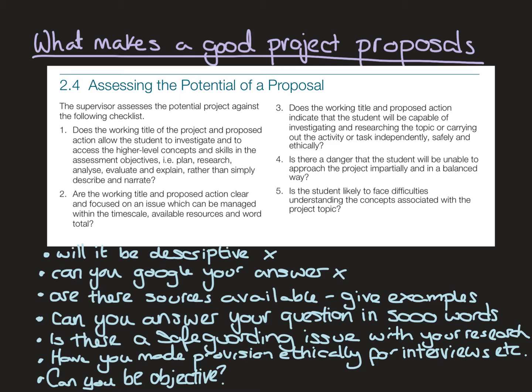Then the next thing to think about is with your title, if it's a title where you could type it into Google and get an answer, then your title is too simple and your project aims and objectives need developing further. So this first one is making sure that your planned project is going to be of a high enough quality to let you access the highest marks available.